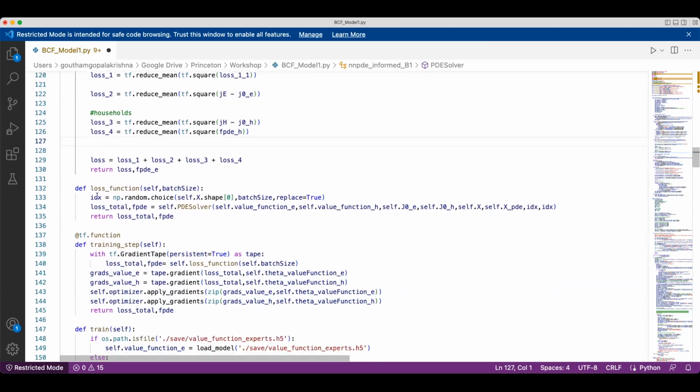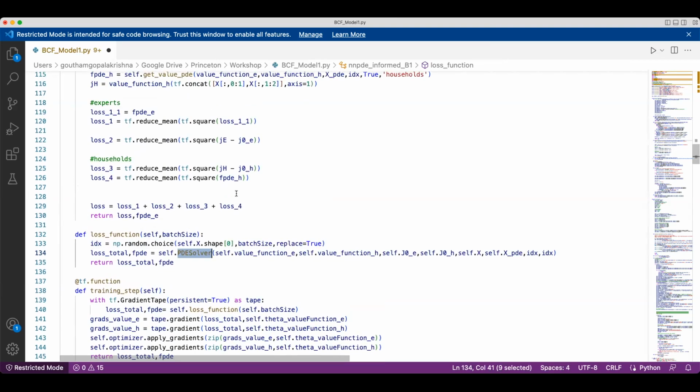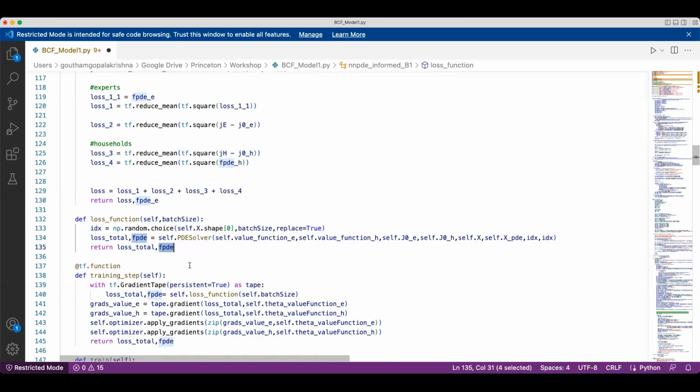This is where sampling is done. This is a one-dimensional model, so I'm just going to randomly sample from the state space. No active learning is required. It's too cheap to just sample as many points as you want. Here, I'm going to call this PD solver, where I send all of the objects and compute the total loss as well as the PD loss.